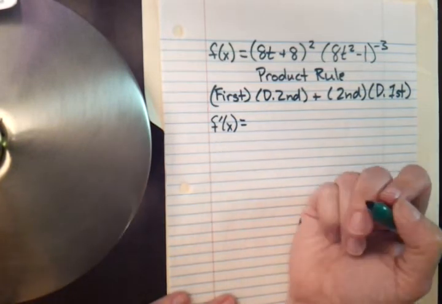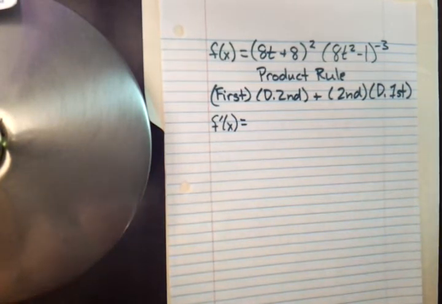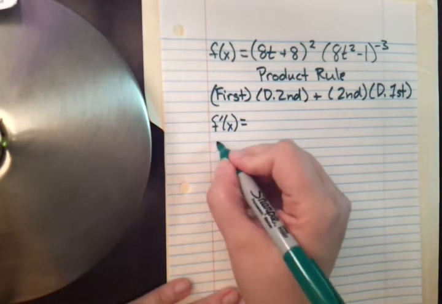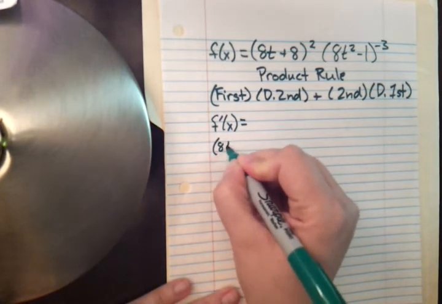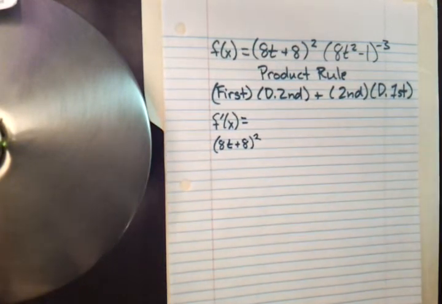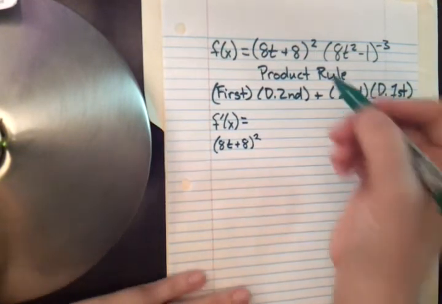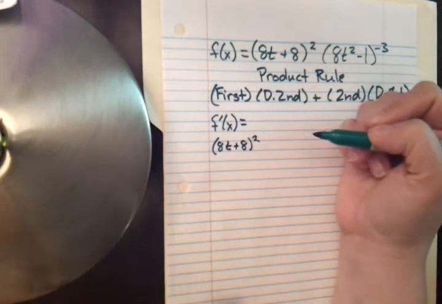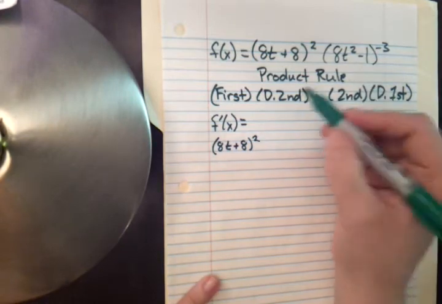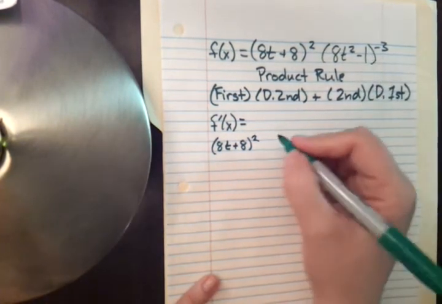Okay, so let's start over here. Probably going to have to write a little bit smaller to fit all this in. All right, so my first function is 8t plus 8 squared. Nothing crazy there. I just copied down the first thing that was in my original function. Now I need the derivative of the second function. Well, for that, I'm going to have to use the chain rule.